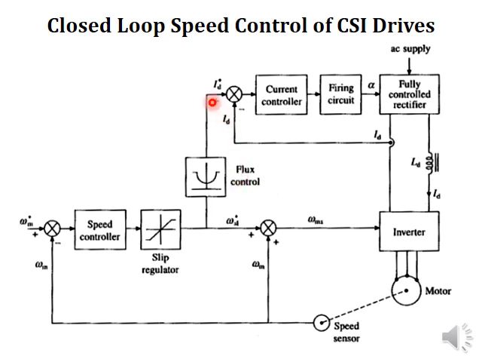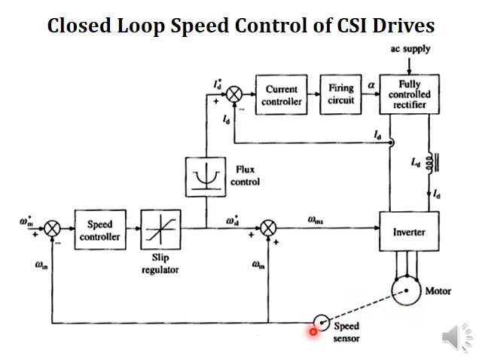So as we discussed, we have the reference value of ID star. It is compared with the actual value of ID, the DC link current, and the current controller and firing circuit will help to control the value of ID such that constant flux is maintained. This is how the closed loop speed control of a CSI induction motor drive happens.